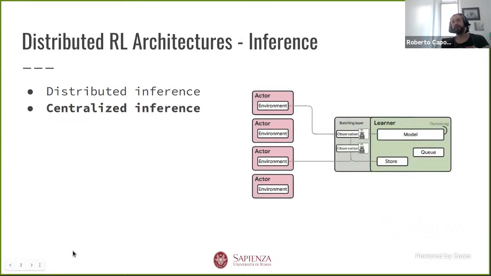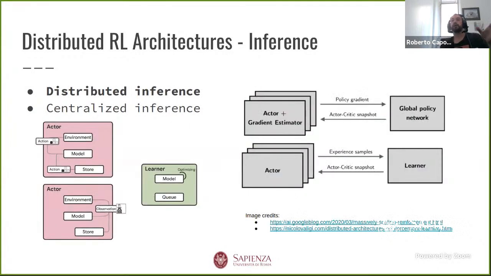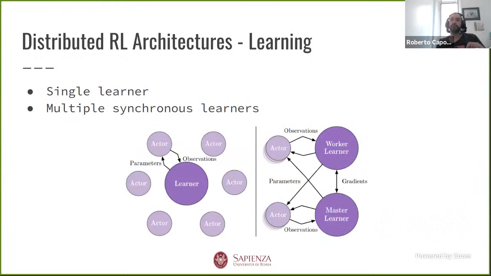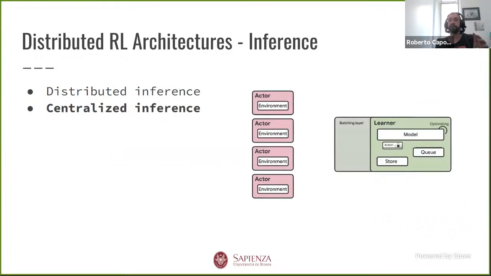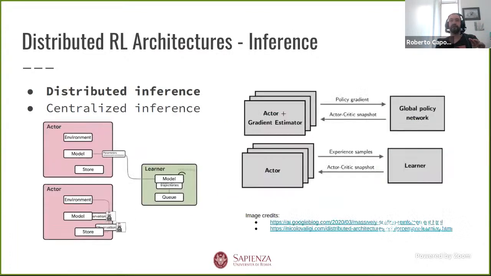So this is where the distributed side of things is only on the actor. That's why it's called distributed inference. So the distributed part is only on the actors. So there is no distributed training, right? It's distributed data collection, so distributed inference, but not distributed training.